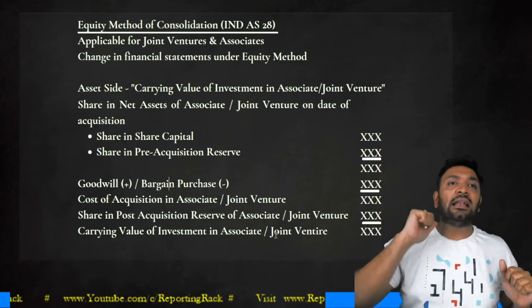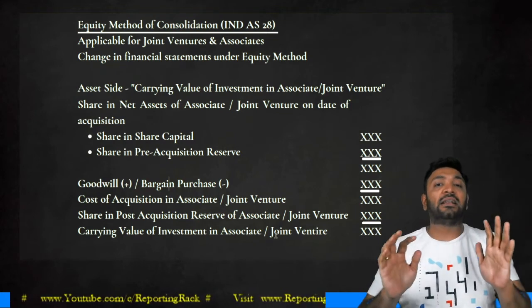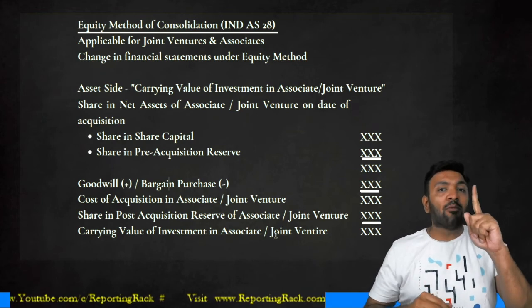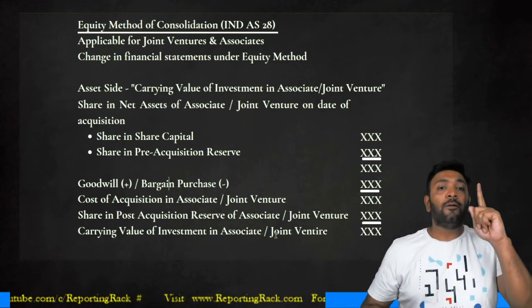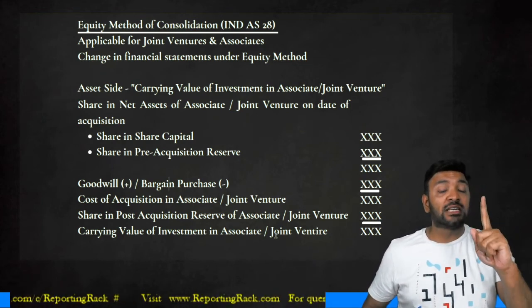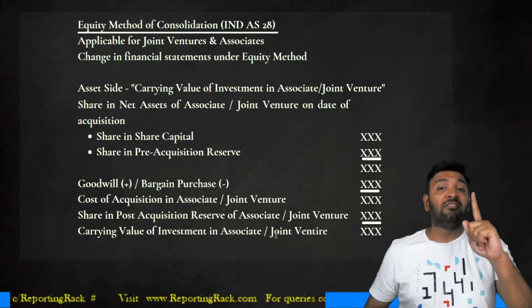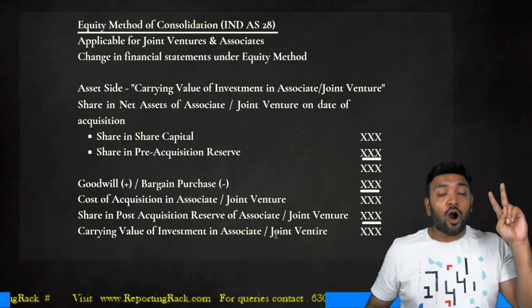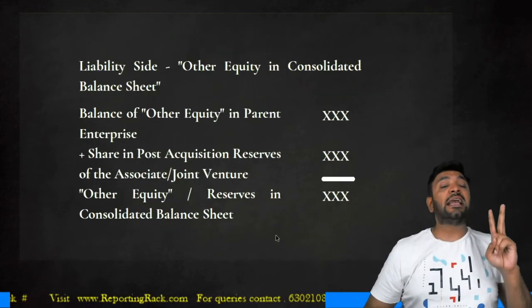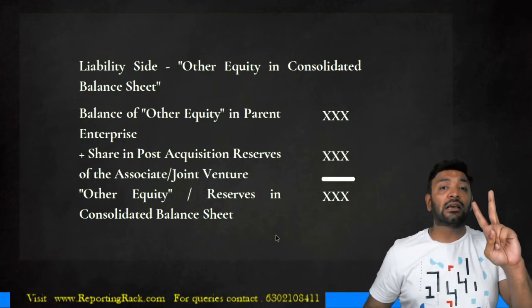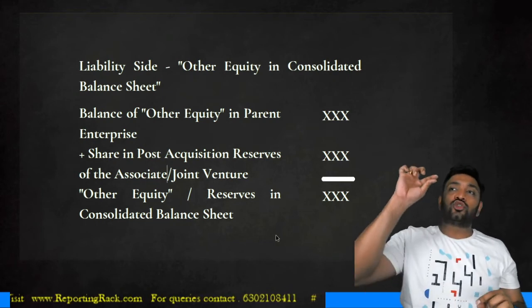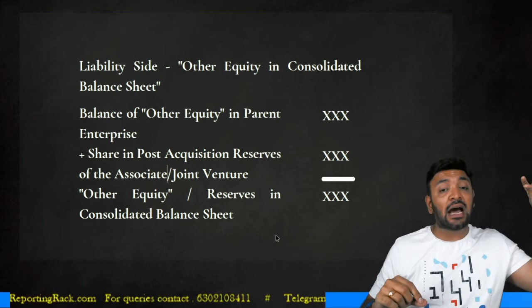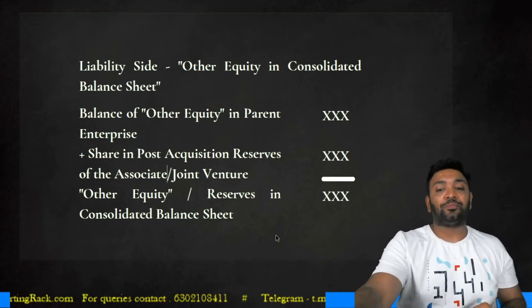If I add 10 to the asset side, I'll add 10 to the liability side to make sure that the balance sheet tallies. What is that one item on the asset side which should change? The one item on the asset side which should change is the carrying value of investment in associate or joint venture. On the liability side, the change occurs in other equity in the consolidated balance sheet. So one item on the asset side, investment, changes. One item on the liabilities side, other equity or your reserves, has changed.